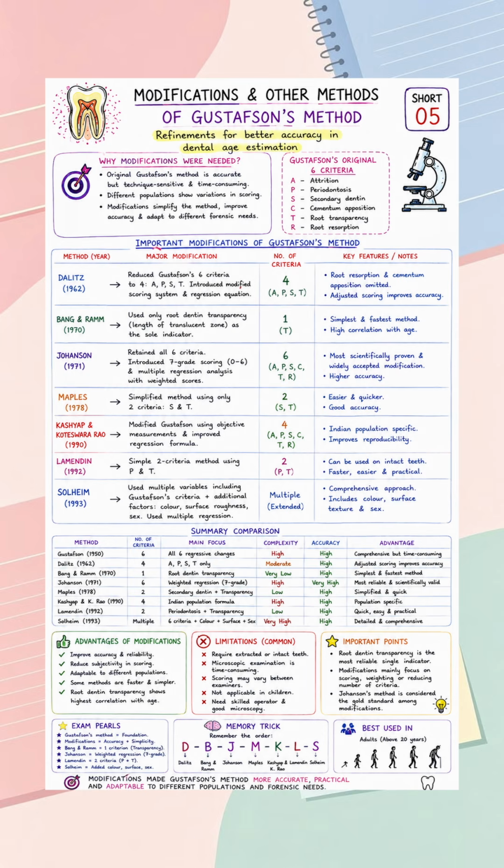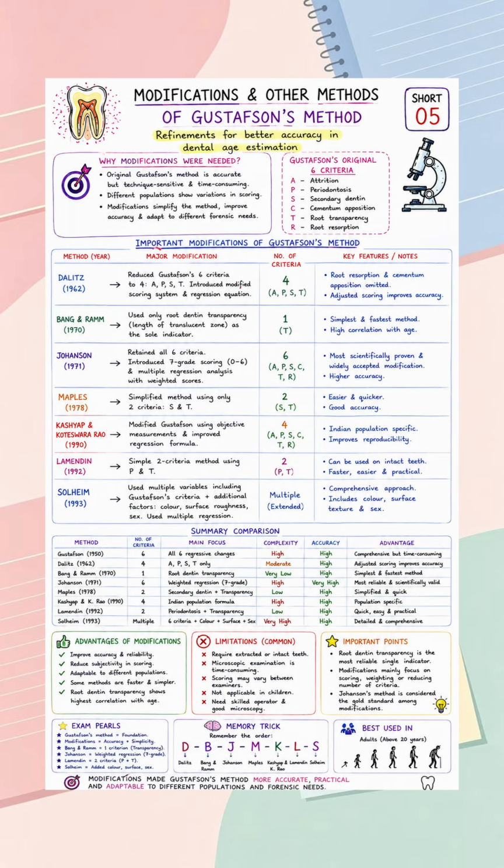Johnson in 1971 kept all the 6 criteria but introduced 7 grades from 0 to 3 at 0.5 point intervals, like 0, 0.5, 1, 1.5, 2, 2.5, and 3, and used simple regression. In simple words, all 6 criteria were combined, with each one given its own weight in the age equation.